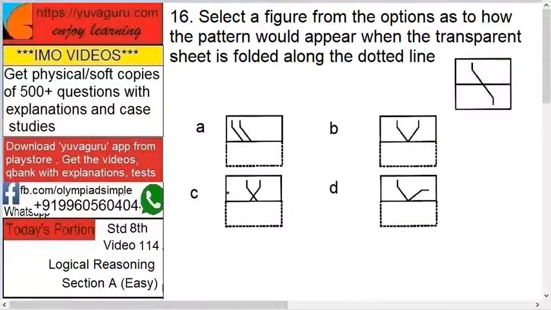Okay. Select the figure from the options. These are the four options. As to how the pattern would appear when the transparent sheet is folded along the dotted line. Dotted line means this center, along the center. Now if I fold this, how will it appear? This, which one? So this is the answer, B, right? Because that will form a V with the vertical lines at the end.